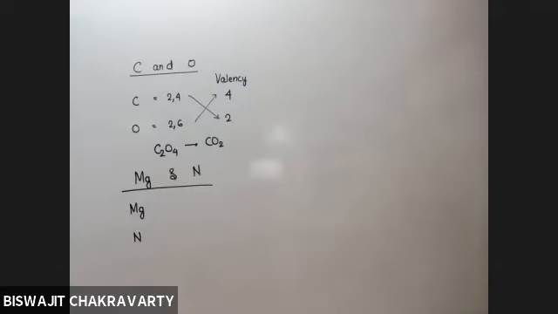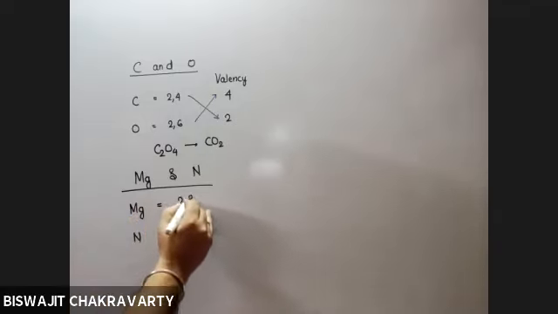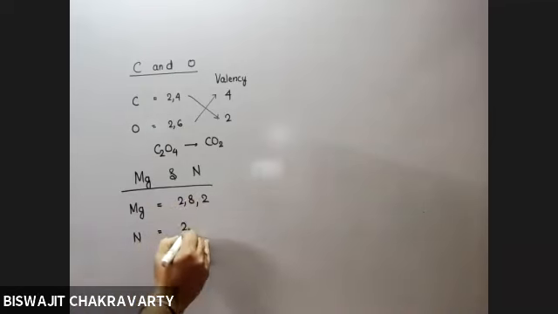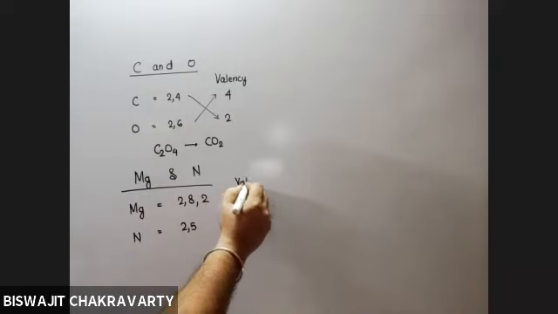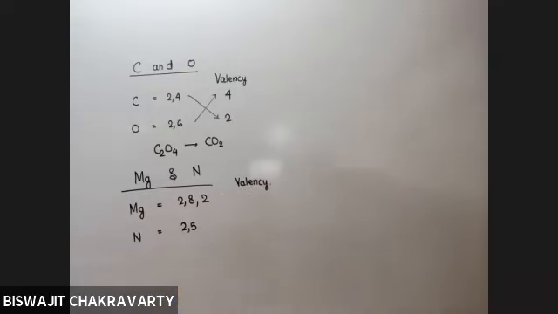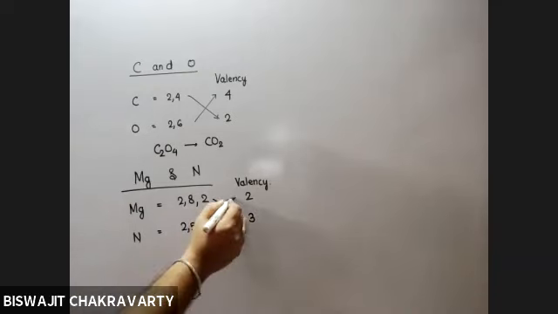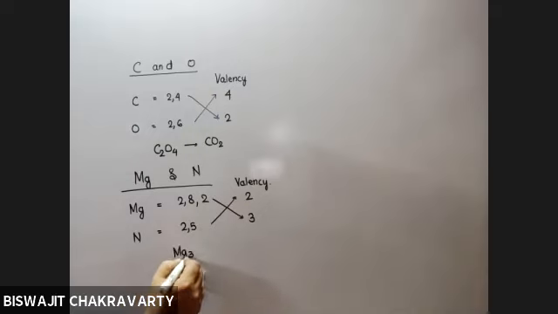Sir, Mg3N2. Yes. See, are others getting the same or not? Yes, sir. Okay. So magnesium is 2, 8, 2. Nitrogen is 2, 5. Let us put in the valencies. What is the valency of magnesium? It can lose 2 electrons and nitrogen can gain 3 electrons. Cross multiply. So it will come out to be Mg3N2, isn't it? Yes, sir. Okay.